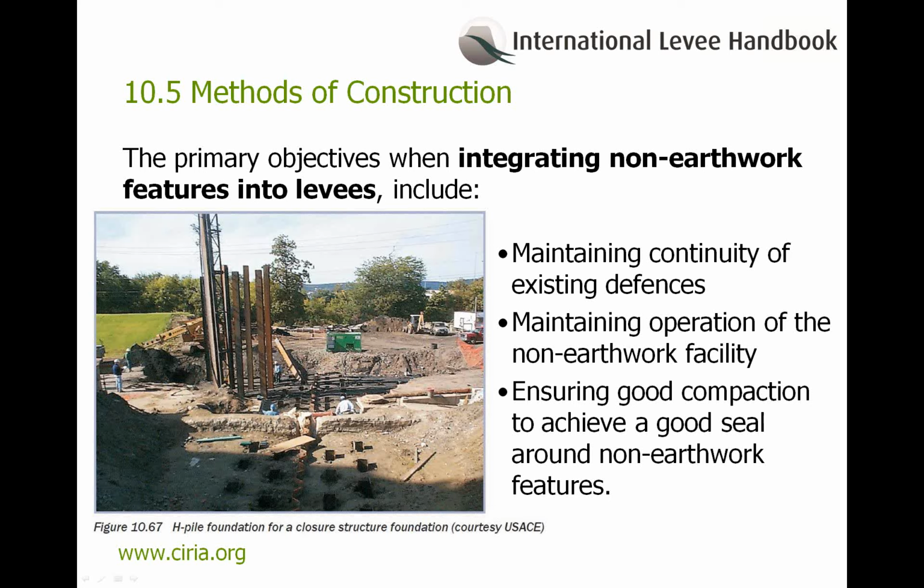This subsection is also a good example of the relationships and cross-referencing between chapters of the International Levee Handbook. There is a section in Chapter 3 that describes the definition, function, issues, and typical sketches for each type of non-earthwork feature. For example, Figure 1067 from Chapter 10 shows the foundation being constructed for a closure structure. Chapter 3 explains what a closure structure is and how it performs. The cross-links that exist between the chapters of the International Levee Handbook are crucial in the cohesiveness of the handbook.